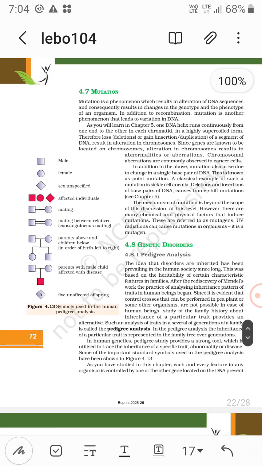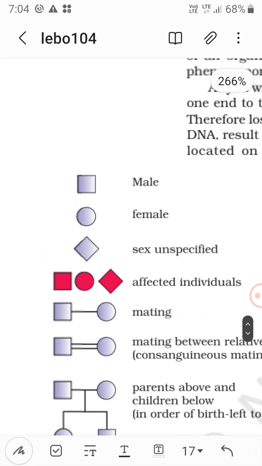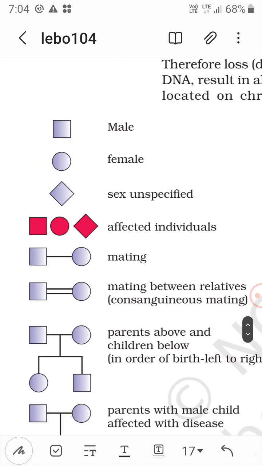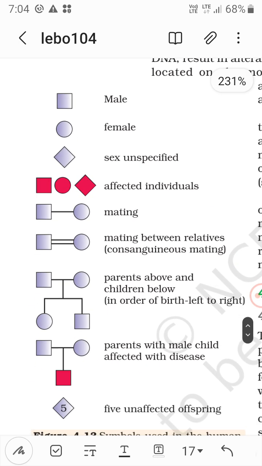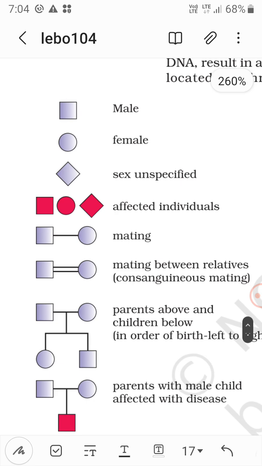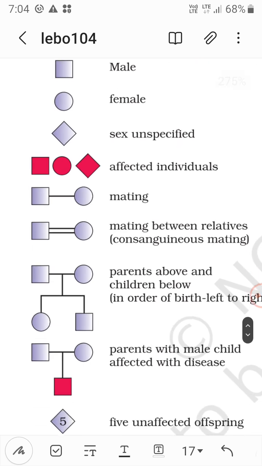Okay, now as you can see, the male is a square, the female is a circle, and sex unspecified is a triangle-like shape. Then affected individuals are both darkened.